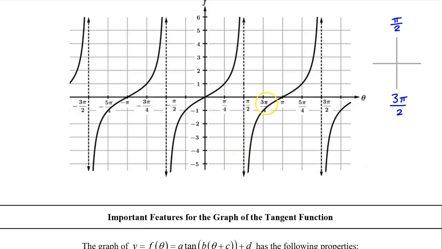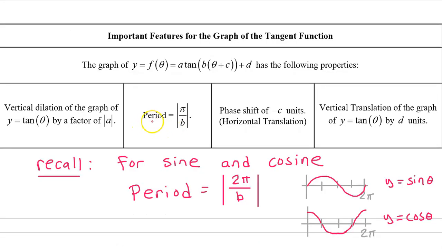However, you can think of the period of a tangent function as the horizontal distance between one asymptote and the next asymptote. For example, the distance between pi over 2 and 3 pi over 2 is pi radians. So that's the period of the parent function. So it makes sense that the period of a transformed tangent function will be the period of the parent function divided by b, just like it is for sine and cosine. So we just need to keep straight this difference. For sine and cosine, we always found the period by taking 2 pi divided by b. For tangent, we will take pi divided by b.